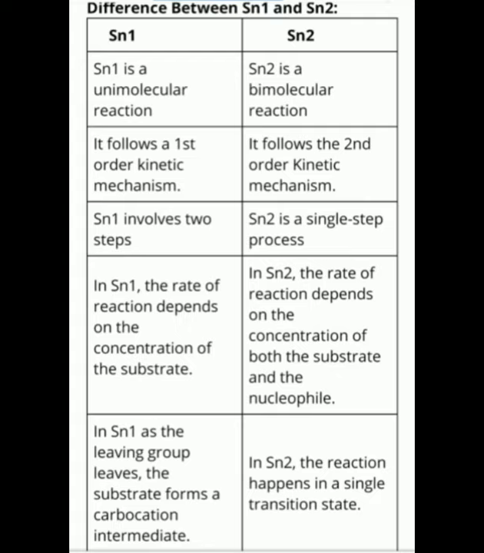In SN1, the rate of reaction depends on the concentration of the substrate. In SN2, the rate of reaction depends upon the concentration of both the substrate and the nucleophile. In SN1, as the leaving group leaves the substrate, it forms a carbocation intermediate. In SN2, the reaction happens in a single transition state.